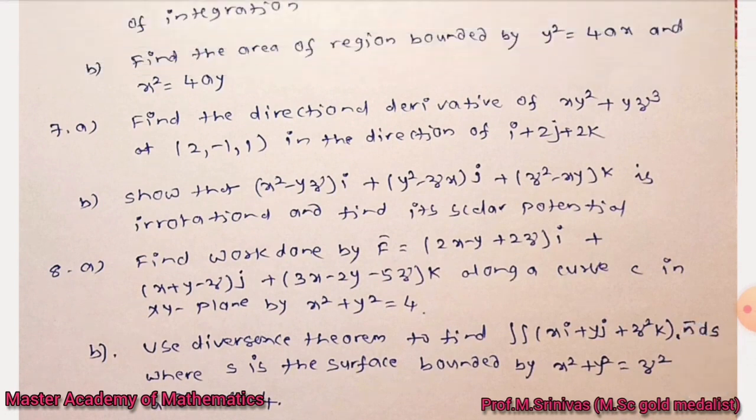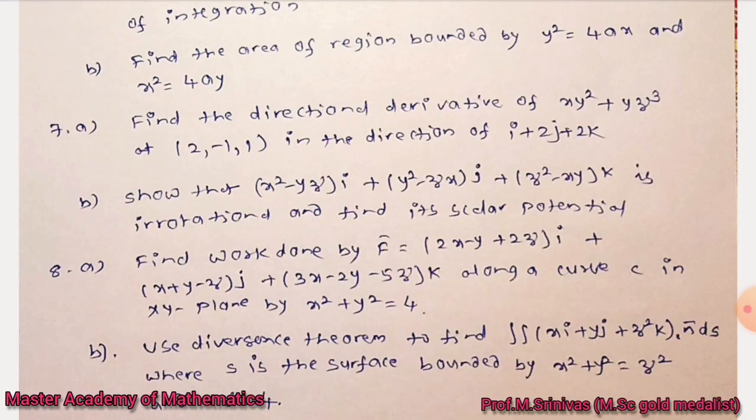Coming to the last unit, the 5th unit, 8th A bit: find the work done by a vector F equal to (2x minus y plus 2z) i plus (x minus y, x plus y minus z) j plus (3x minus 2y minus 5z) k along a curve C in the xy plane given by x square plus y square equal to 4. Work done is nothing but a single integral, a line integral. Whether you are calculating work done or circulation, you can use the line integral only.